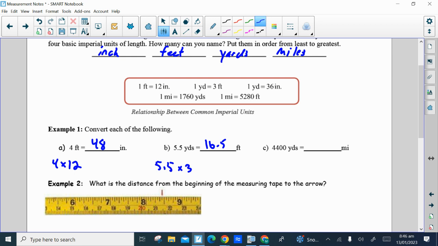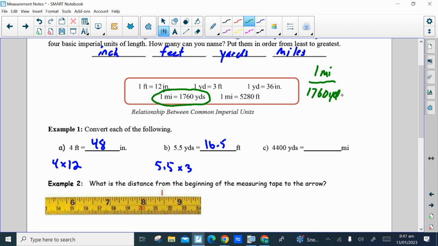Okay, to go from yards to miles. Well, 1 mile is 1,760 yards. In this case, we have 4,400 yards. We want to know how many miles that is. For some of these, you can do it by setting up a proportion. Because we're going from yards to miles, we will use this conversion up there that shows the relationship between miles and yards. You have 1 mile is equivalent to 1,760 yards.